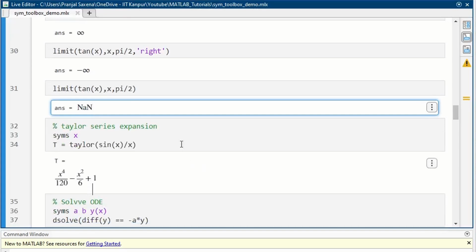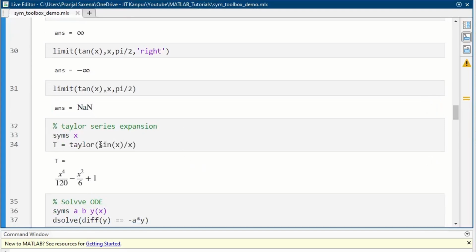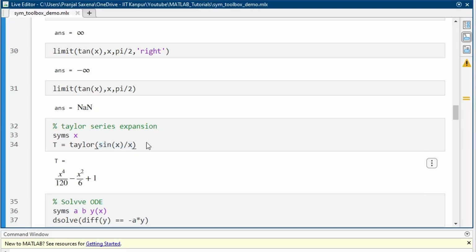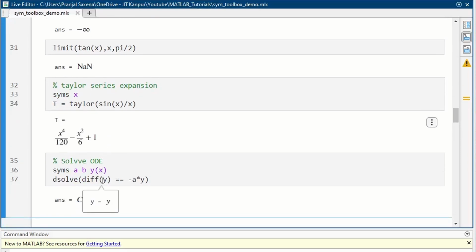We can also have a Taylor series expansion. Let's say we have a function sin x by x and we want to expand it using Taylor series. So this is the Taylor series expansion. Also, we can use this to solve ODE. Let's say differentiation of y. This is dy by dx equals minus a times y. So if we solve it, it will come out to be c1 e to the power minus ax. Given proper boundary conditions, this can be exactly solved.